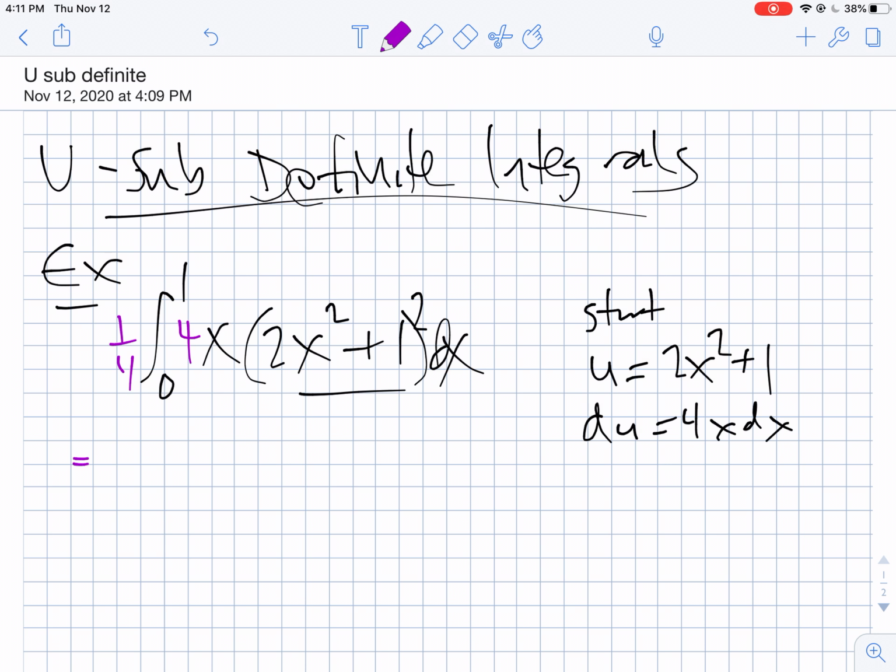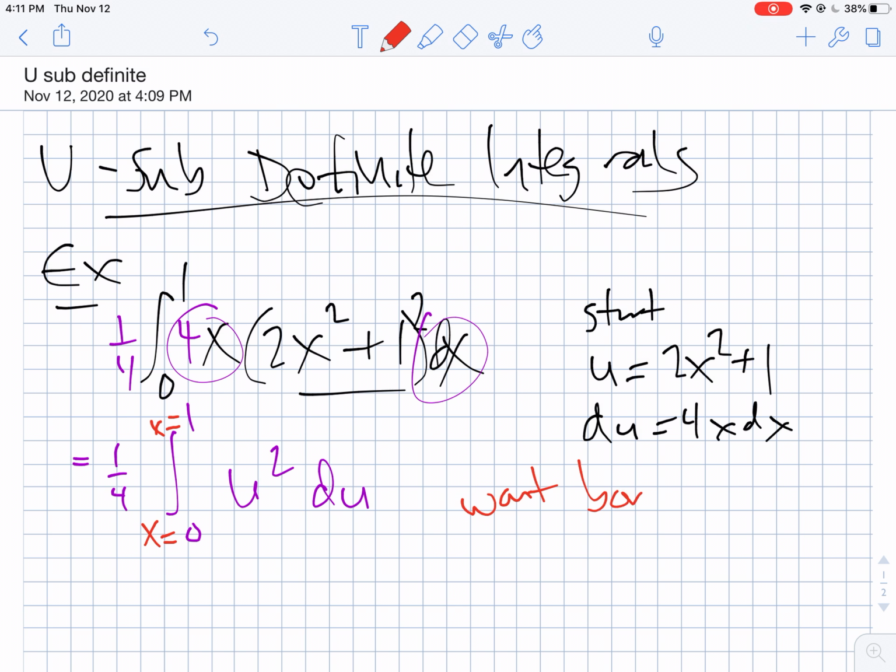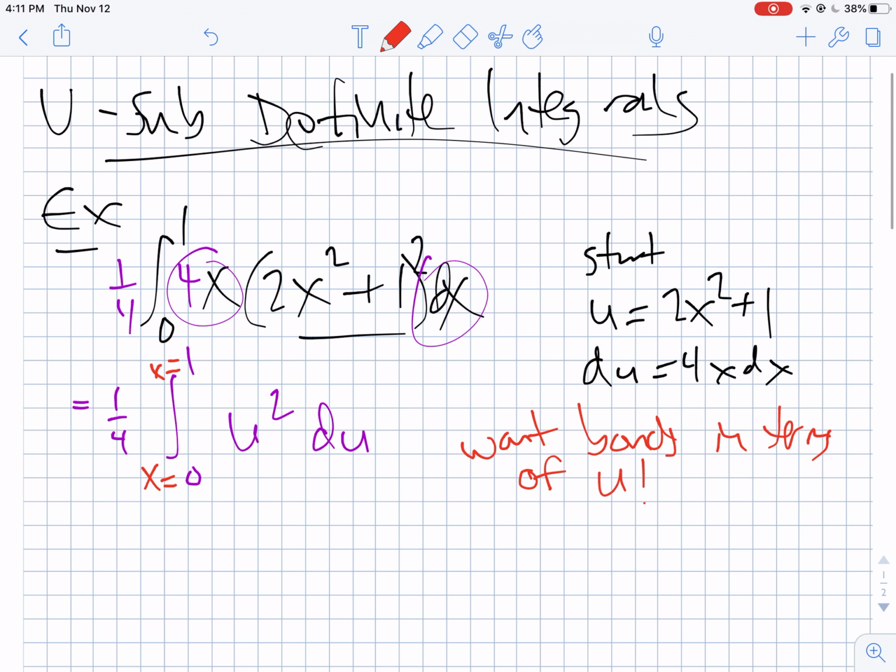And then when we rewrite this, we write it as 1/4 integral 0 to 1 of u squared, and the 4x times the dx. Remember, it's all just multiplied in whatever order. That just becomes my du. Now, right here, you should recognize you're in a bit of a pickle, because these bounds are in terms of x, but we want the bounds in terms of u. We can change that very easily by plugging the bounds into the formula for u.